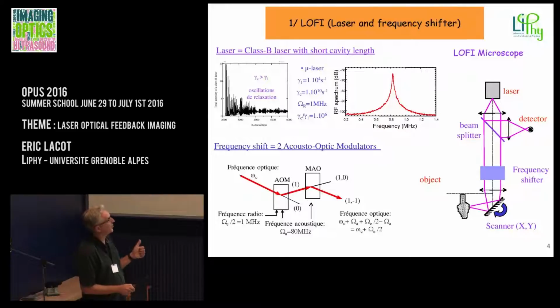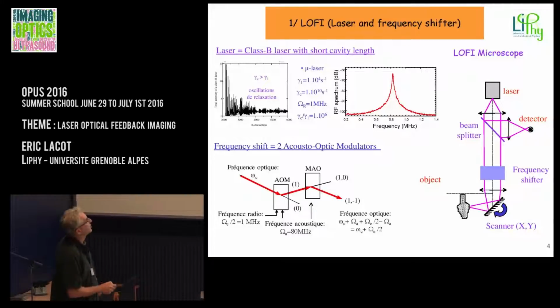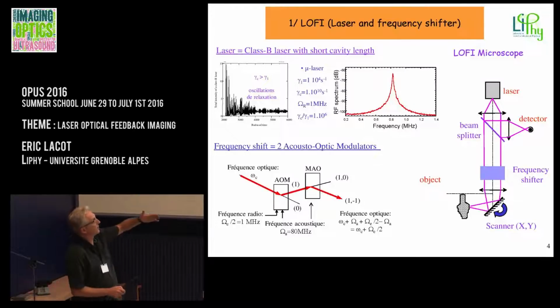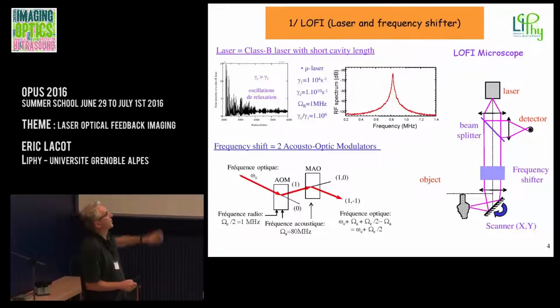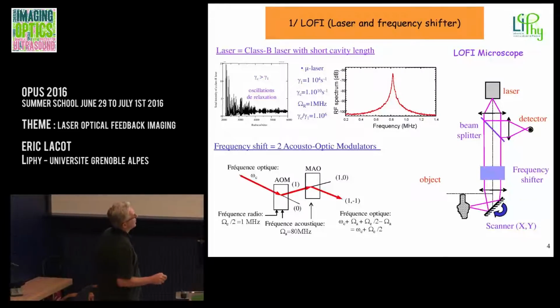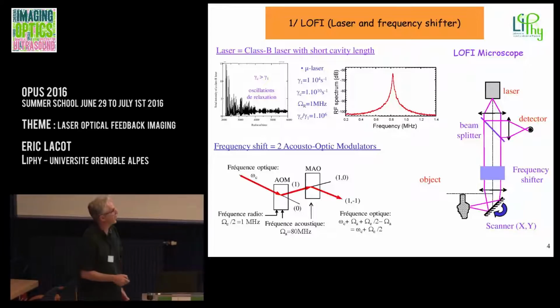So the first thing, we need a good laser. This laser is a class B laser with a resonance frequency in the megahertz range if we use a microchip laser. If we use a diode laser, the relaxation frequency is in the gigahertz range, but it's the same principle, in fact.